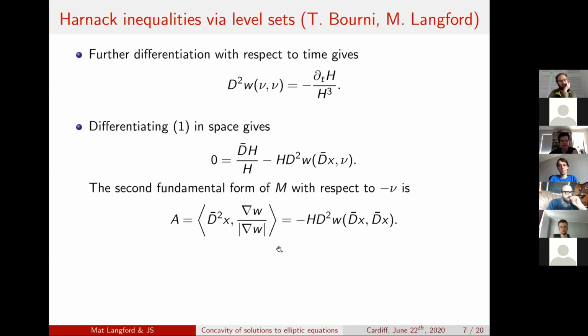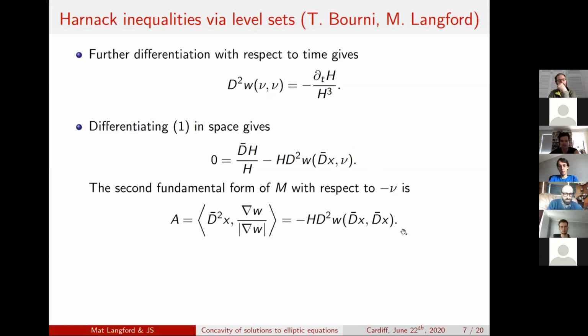And then we get, if you differentiate the first equation with respect to space, you get information on the Hessian of W acting on tangent vectors. Right, so now you have all information in the ambient space on the Hessian, because you can use the tangent vectors and the normal as an orthonormal frame in your ambient space.